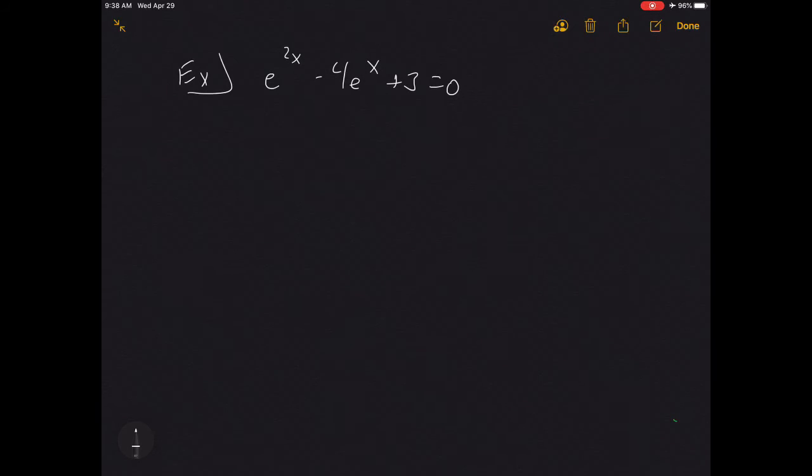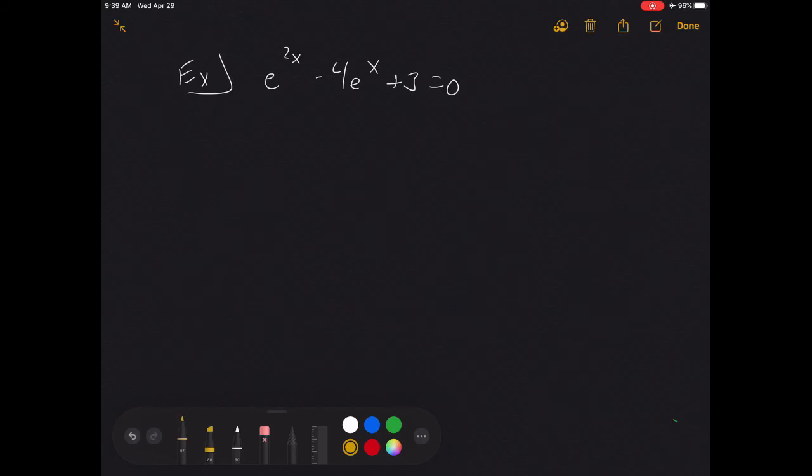Okay, we've got one more example of an exponential equation before we move on to log equations. This one is a little bit more tricky just because it's a little bit more challenging to see the form of this one. If you see something that looks like this is what you're looking for. So what I have is e to the 2x minus 4e to the x plus 3 equals 0.